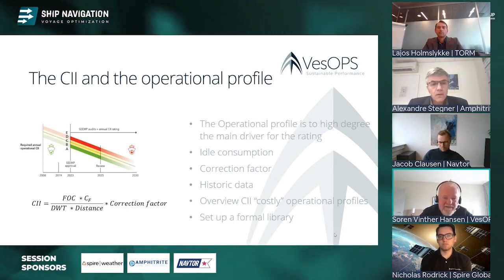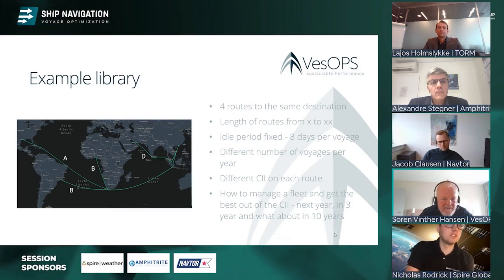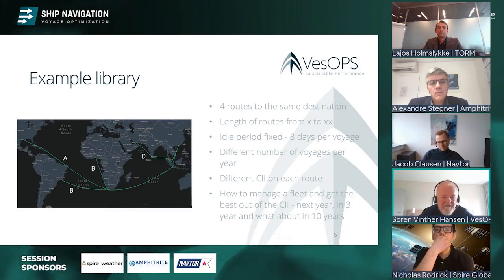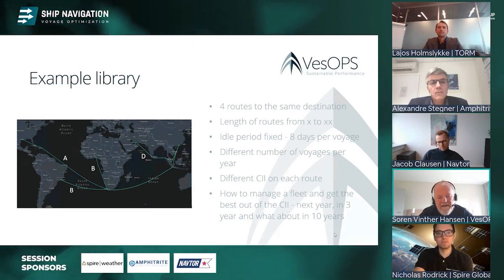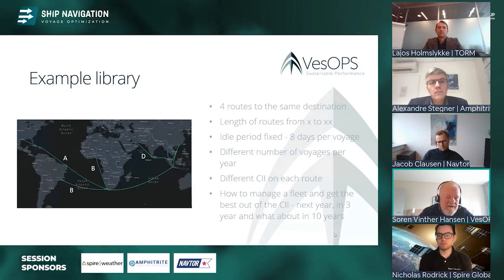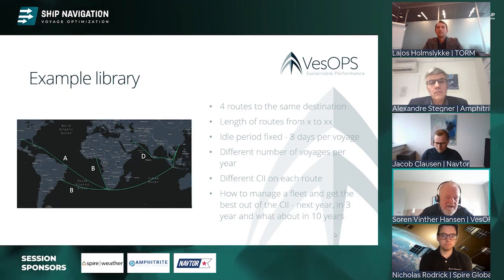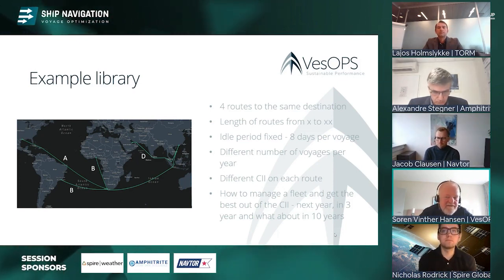Here's an example library of 4 different routes to the same destination. That's probably some tanker that's sailing oil to China, and it can do it from the Arabian Gulf, from West Africa, from Brazil, and from the U.S. Gulf. And depending on which route you are choosing, the idle period for this type of vessel is the same. So normally, when everything runs smoothly, it's 8 days per voyage. There's some days for loading, and then some days for discharging.